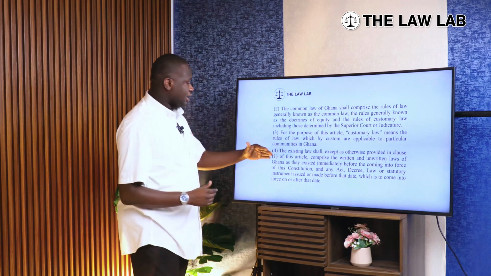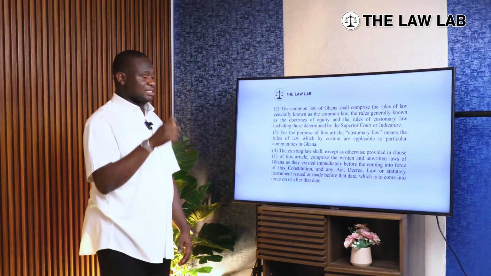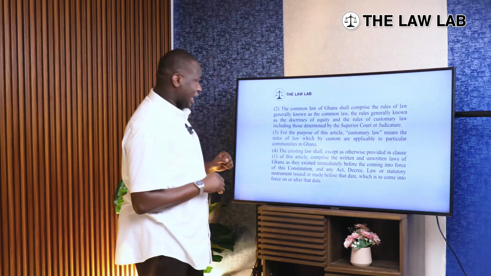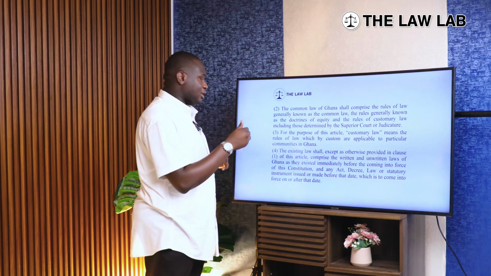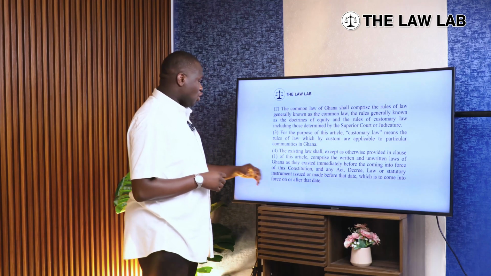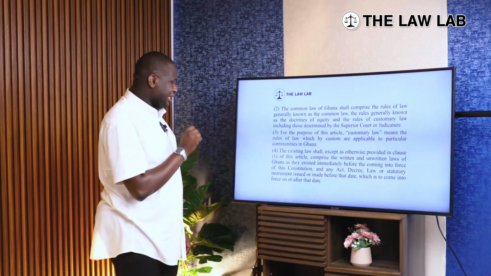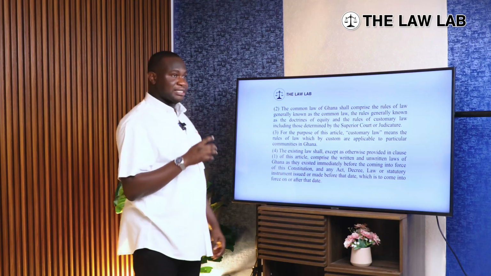Now the fourth, Article 11, Clause 4, Clause 5, and Clause 6 talk about existing law, and I'm taking them seriatim. Article 11(4) says that the existing law shall, except as otherwise provided in Clause 1 of this article, comprise the written and unwritten laws of Ghana as they existed immediately before the coming into force of this Constitution, and any Act, decree, law, or statutory instrument issued or made before that date, which is to come into force on or after that date, meaning all laws that existed before the coming into force of the Constitution 1992.